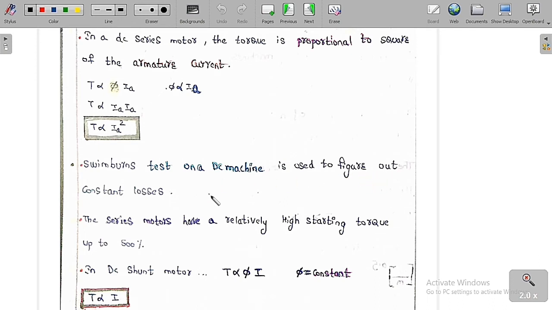Swinburne's test on a DC machine is used to figure out the constant losses. If you know the constant losses, then you can easily find the efficiency of the motor or generator at any condition that you require.